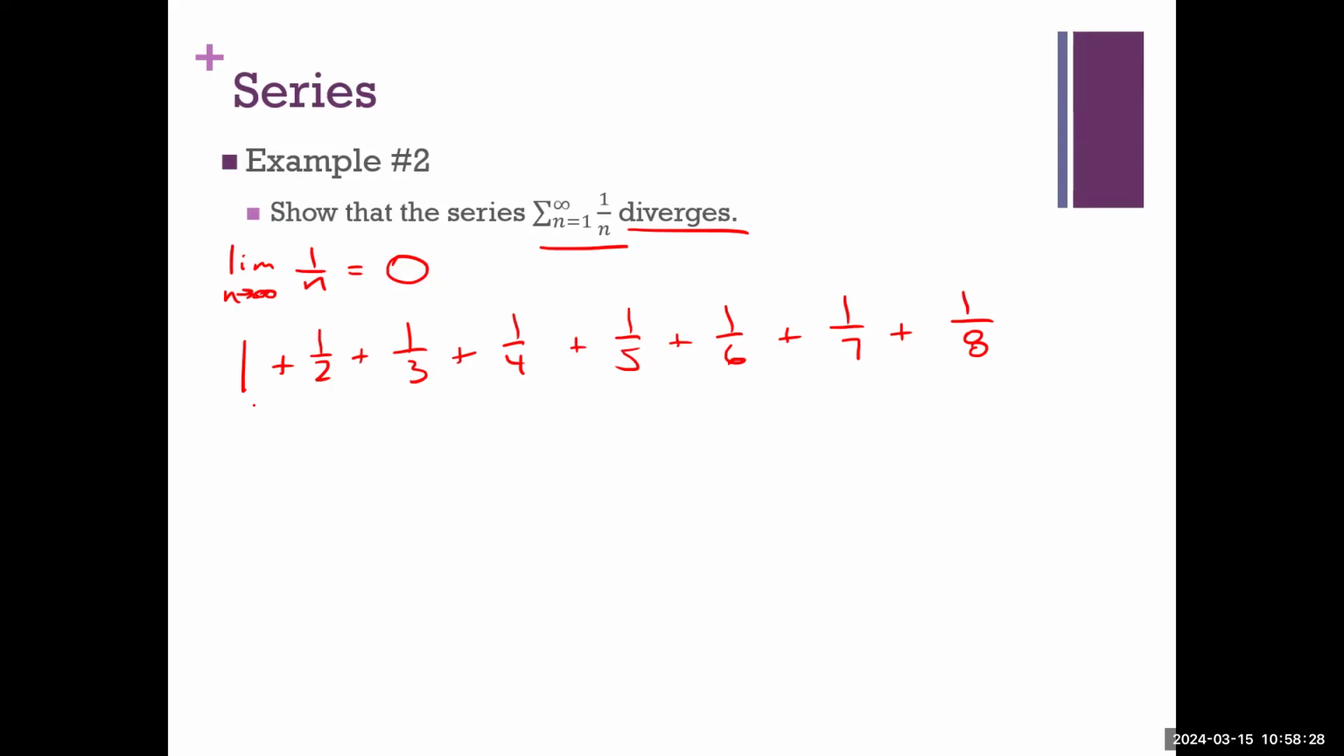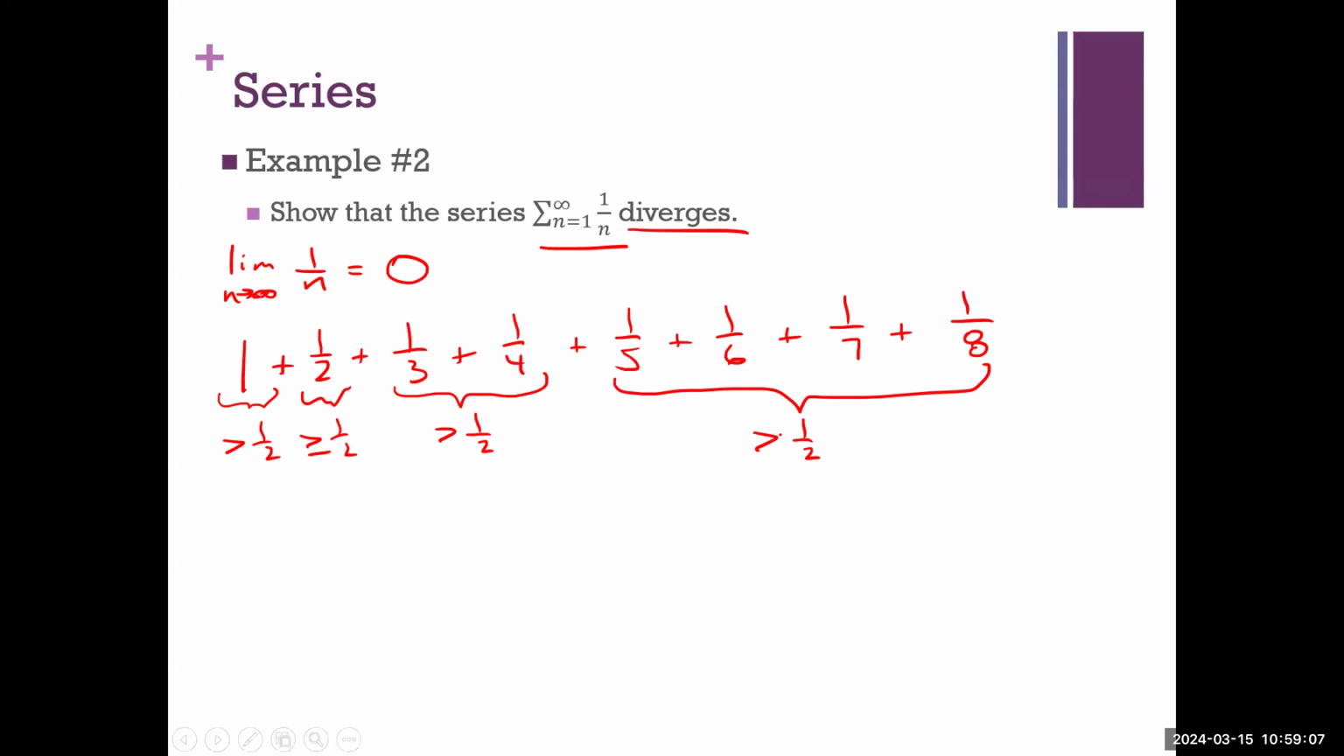Basically what I'm going to do is group these up by halves. I'm going to group enough terms together so they're at least a half. So this is greater than a half. This is greater than a half. What about a third and a fourth? That's greater than a half, right? And I think the rest of these are all greater than a half, right? Maybe I don't even need all 4 of them, but I know that if I take 4 of them, that's bigger than a half, right?